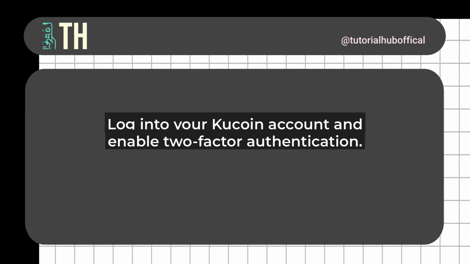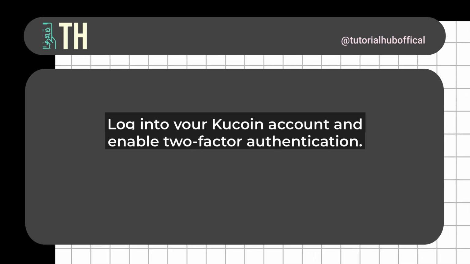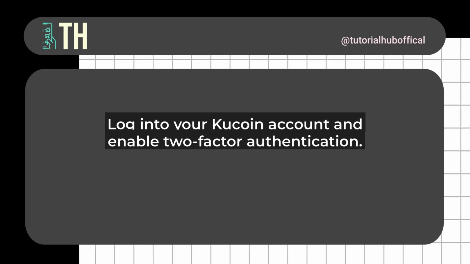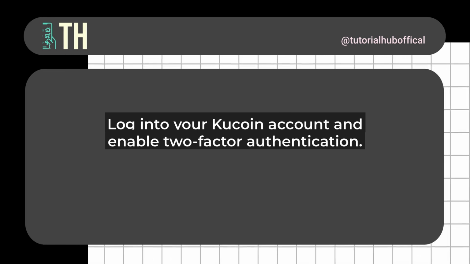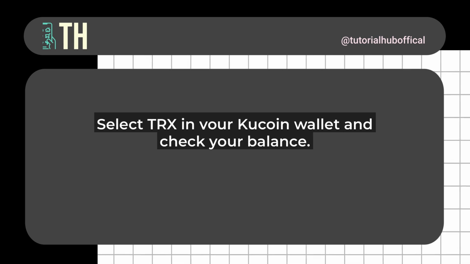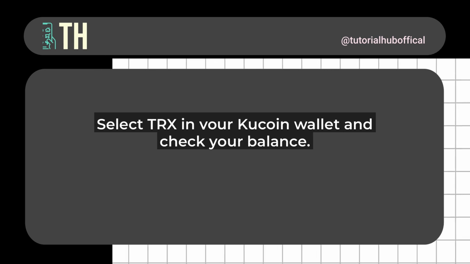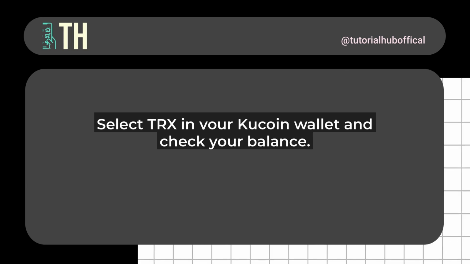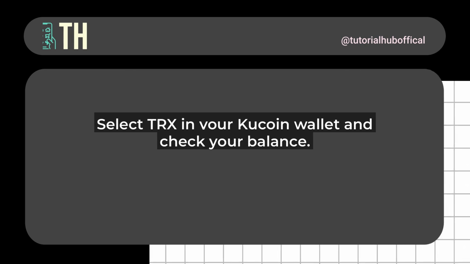Step 1. Log into your Kucoin account. Make sure you're using a secure device and enable two-factor authentication for extra safety. Once logged in, navigate to your wallet section and select TRX from your asset list. You'll see your balance there. Double-check that you have enough TRX to cover the transfer, including any network fees.